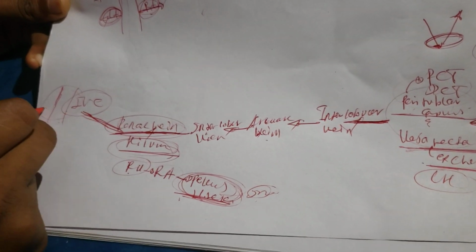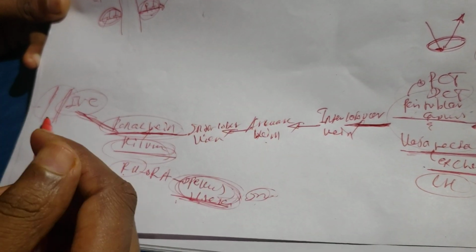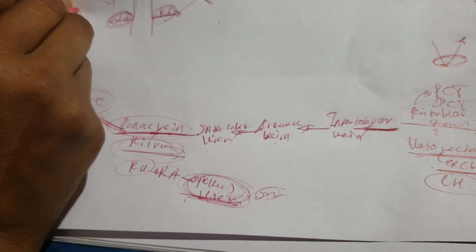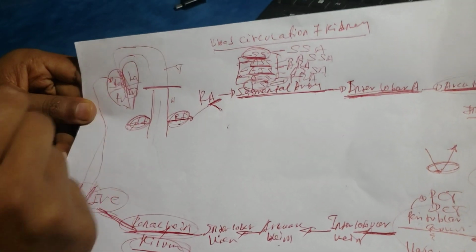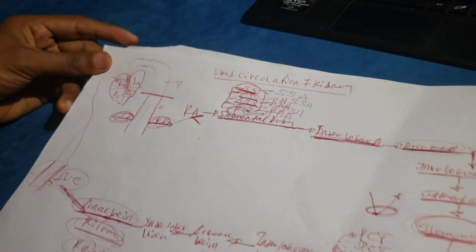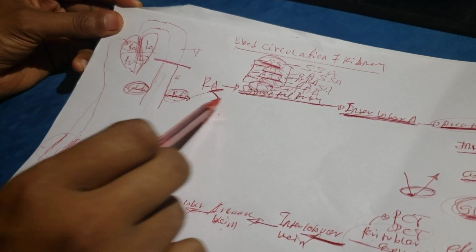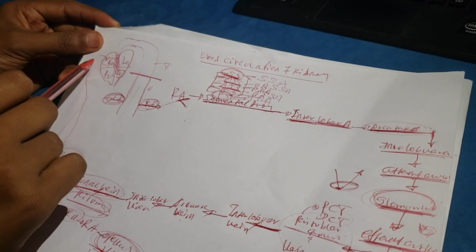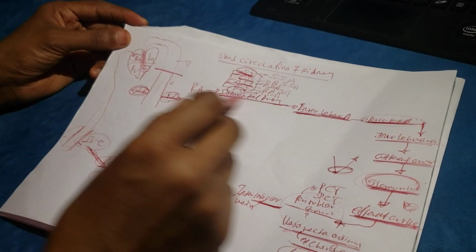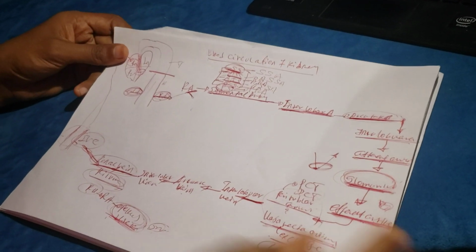These two renal veins, the left renal vein from the left kidney and the right renal vein from the right kidney, will drain into the inferior vena cava. The inferior vena cava will drain into the right atrium. So this is the blood circulation of the kidney. As you know, it arises from the left ventricle, passes this way, and finally joins the right atrium. This is known as the blood circulation of the kidney.